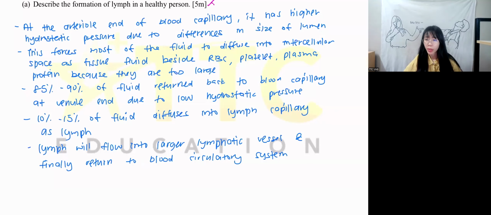Wait, that's a question again. Need to compare high hydrostatic pressure with the intercellular space. You only have to write the word that has a high hydrostatic pressure. Don't need to write the space. Hydrostatic pressure is a pressure produced where the size of the lumen is different. It's called hydrostatic pressure.